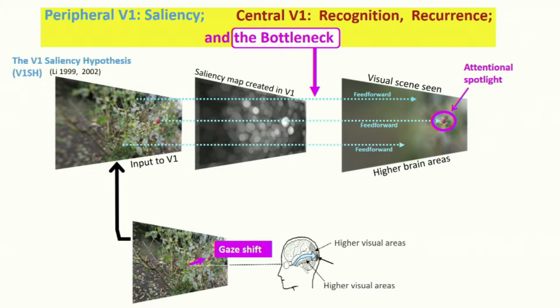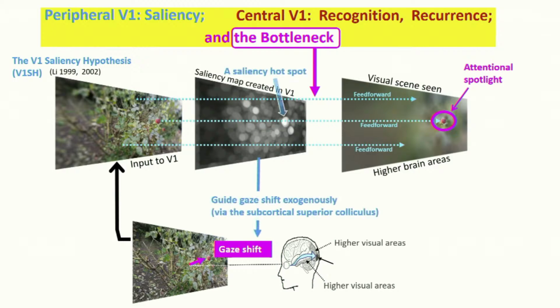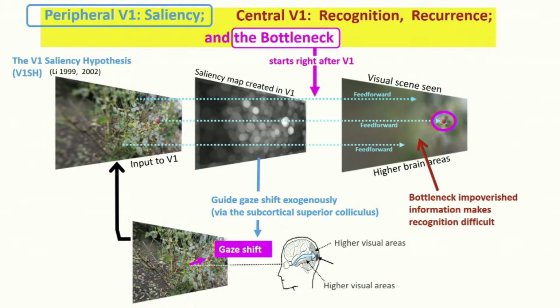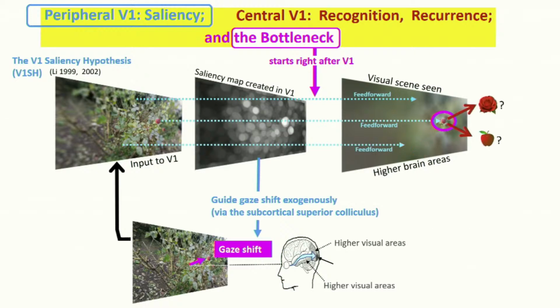I have proposed that a saliency map is created in V1. The hotspots in this map attract gaze shifts exogenously. Therefore, peripheral V1 computes saliency to guide attention. It motivates the idea that the bottleneck starts right after V1. The bottleneck makes the information impoverished, so that recognition can be ambiguous. Even in central vision, one may be uncertain, for example, whether this is a red flower or a red apple.